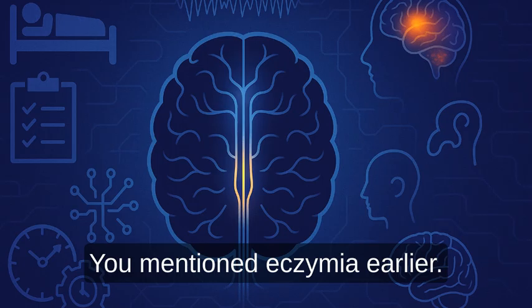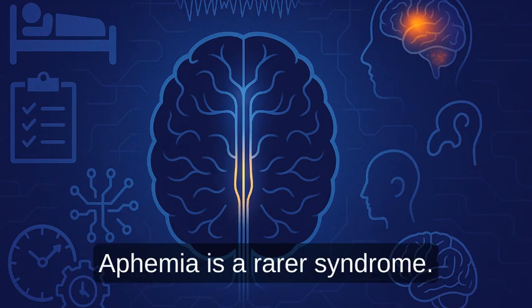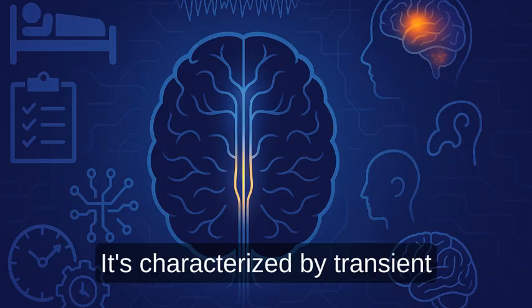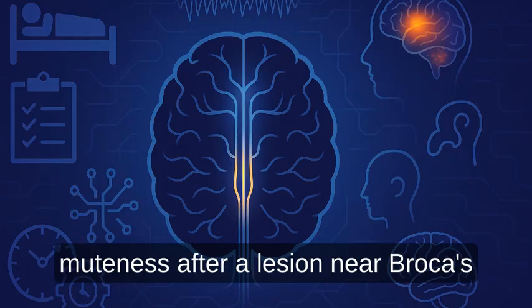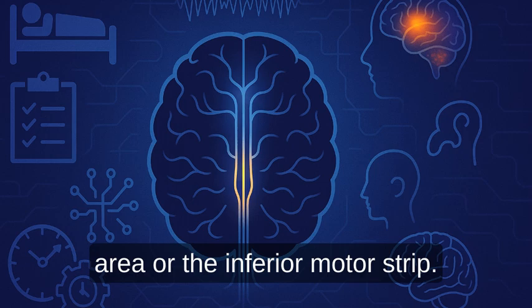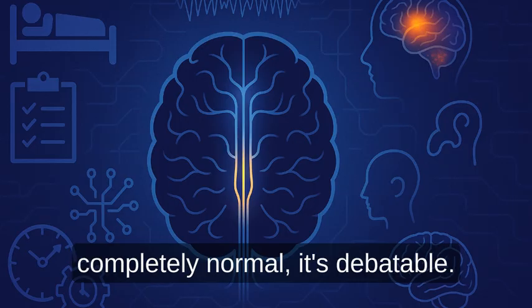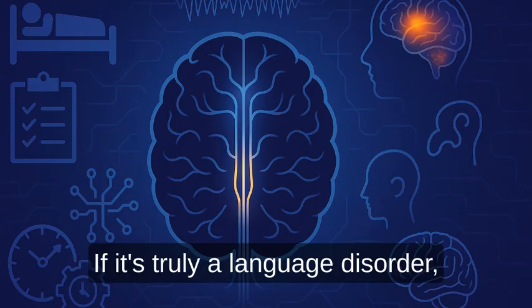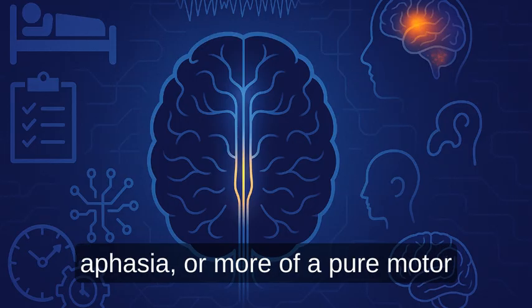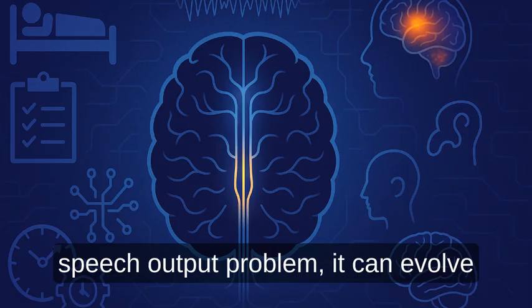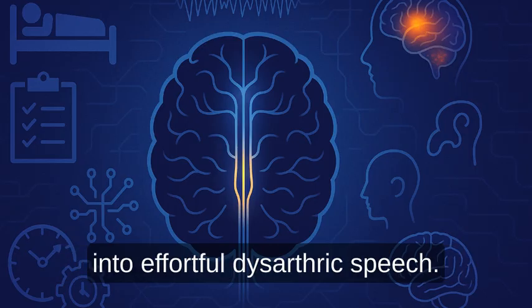You mentioned aphemia earlier. What's that again? Aphemia is a rarer syndrome. It's characterized by transient muteness after a lesion near Broca's area or the inferior motor strip. The key point is, if writing remains completely normal, it's debatable if it's truly a language disorder, aphasia, or more of a pure motor speech output problem. It can evolve into effortful dysarthric speech.